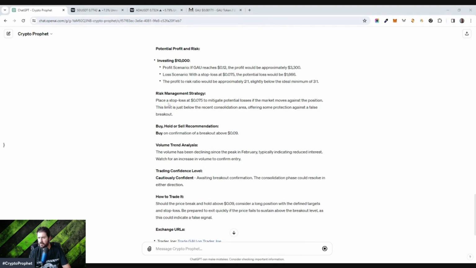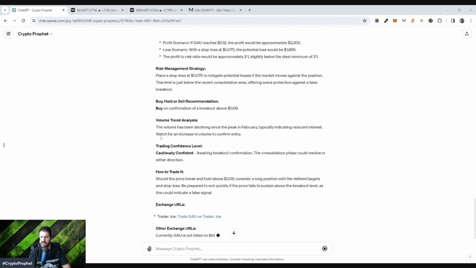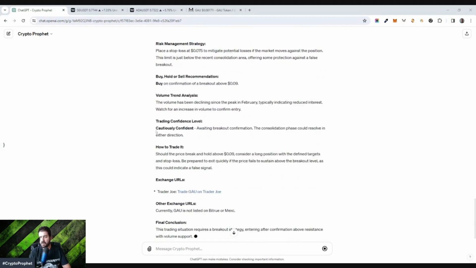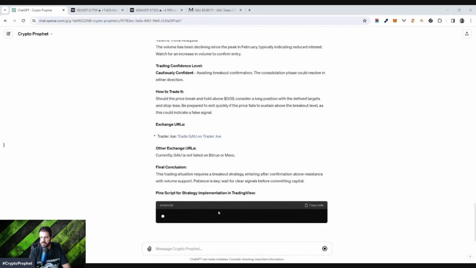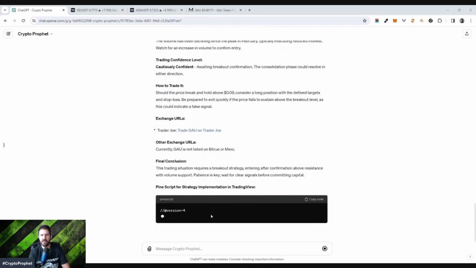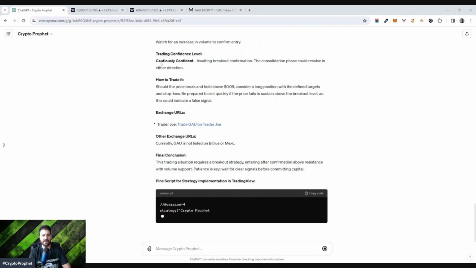And then it's giving you a risk management strategy, saying a buy confirmation on breakout above 9. Volume has been declining since the peak of February, typically indicating reduced interest. Watch for an increased volume to confirm entry. And then I would say cautiously confident, awaiting breakout confirmation. The consolidation phase should resolve in either direction. Okay. And then it starts to give final conclusions, and it starts to build out this Pine script that you could implement in TradingView to actually execute this strategy, right?